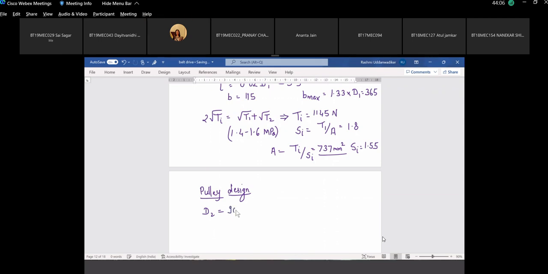903. Refer the design data book, table 15.7. What is the material that we are selecting? The most preferred material for pulley is cast iron. And what type of construction are we going with? For the diameter above 150 mm, are we going with solid web or armed construction? We are going with arm pulley because diameter is greater than 150 mm.